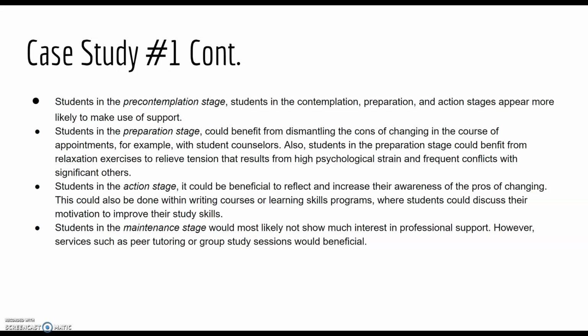So when moving through the model, the case study really found these specific features in each stage. So the first one, students in the pre-contemplation stage, students in contemplation, preparation, and action stages appear more likely to make use of support. So if these students realize like, yep, I am procrastinating and I have a problem, these students are the most likely to seek academic support, whether that's their academic counselor, study groups, tutoring, take advantage of all those things to do better.